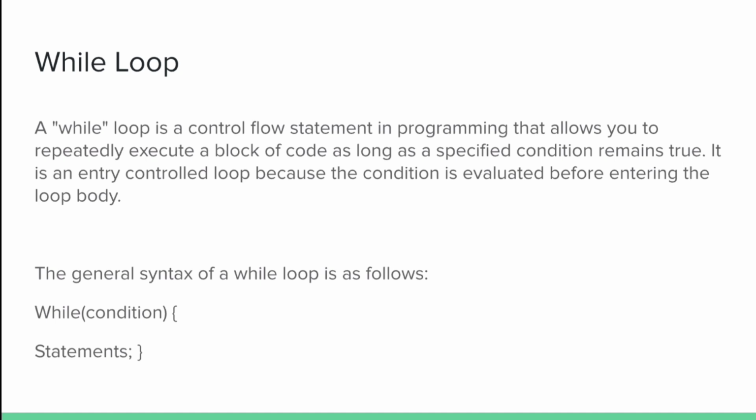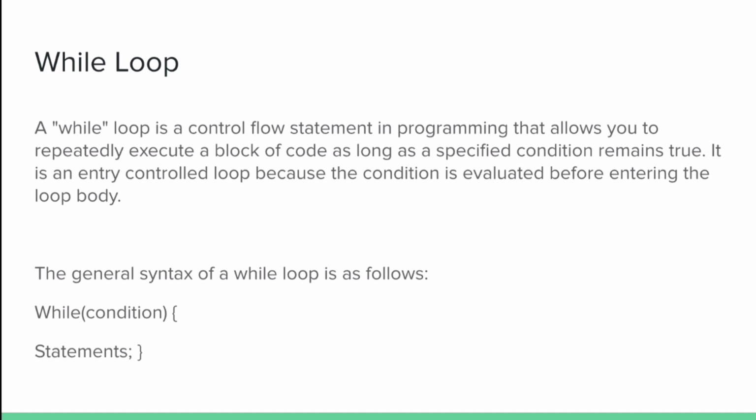And the syntax is this way. First we write while, after that inside brackets we write the condition, and we give curly braces, inside which we write the statements. This is the syntax for the while loop. We use a while loop when we know the number of repetitions, exactly how many times we have to repeat.